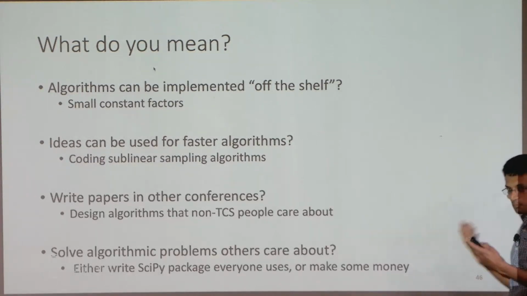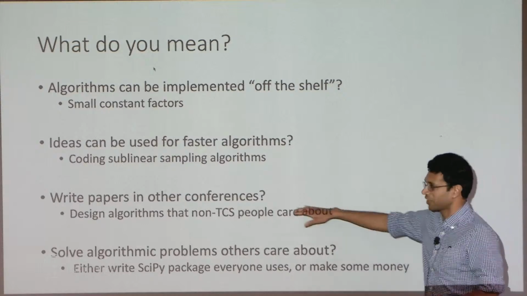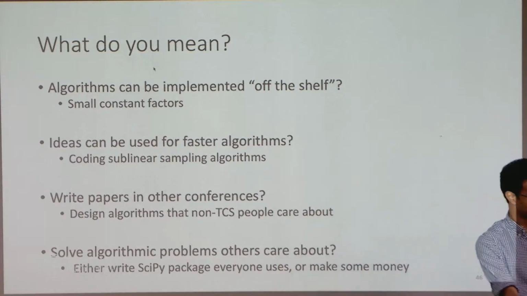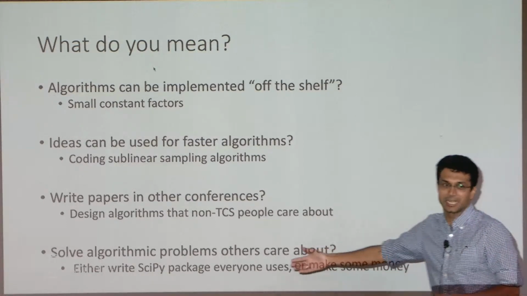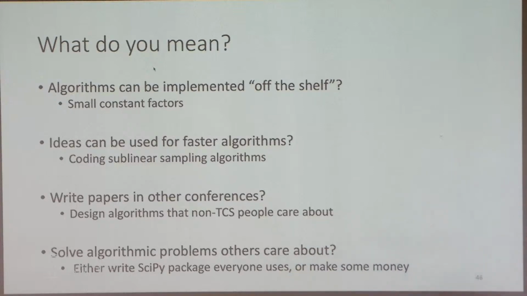But a more nuanced version is, can you write papers in other conferences? Can you design algorithms that non-TCS people would actually care for? Maybe the most significant practical impact would be, can you solve algorithmic problems that other people actually care about? Who are these other people? I don't know. But maybe you write a SciPy package that people use. Like if you wrote k-means, everybody uses it. Or you make some money somehow. Right? So then it has practical value, at least for someone.